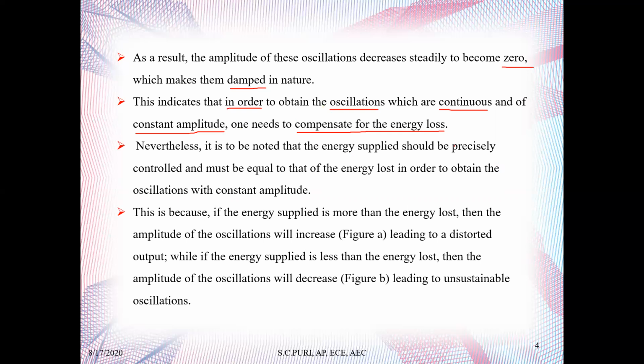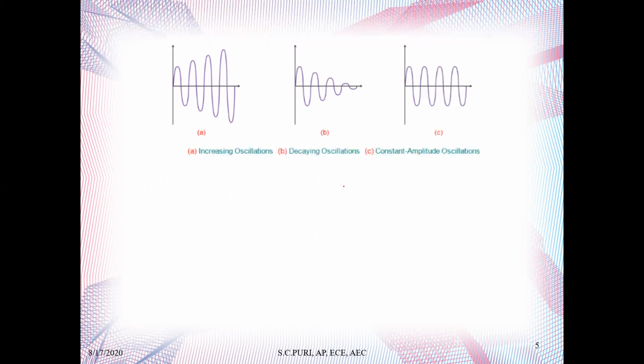This is because if the energy supplied is more than the energy lost, then the amplitude of the oscillations will increase, leading to a distorted output. While if the energy supplied is less than the energy lost, then the amplitude of the oscillations will decrease, leading to unsustainable oscillations. Figure A and figure B are here. As you can see, this is increasing oscillation, this is decaying oscillation, and this is the constant amplitude oscillation.